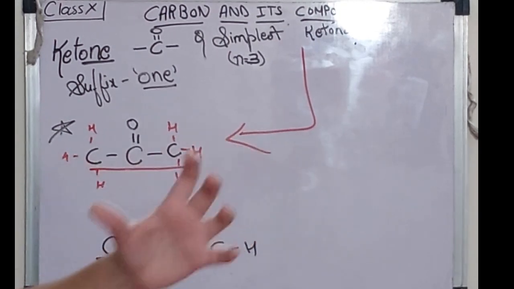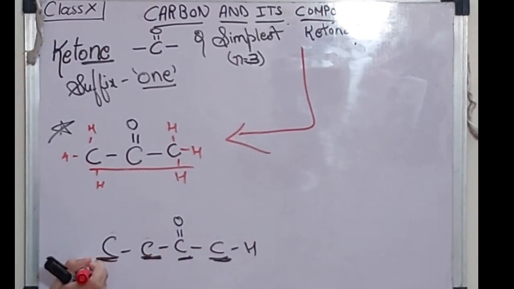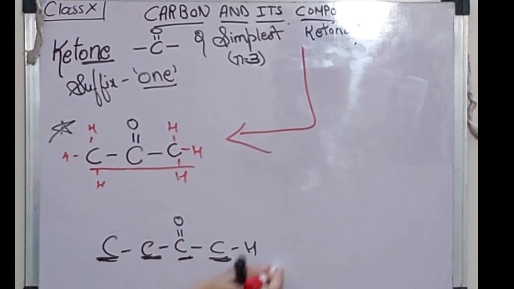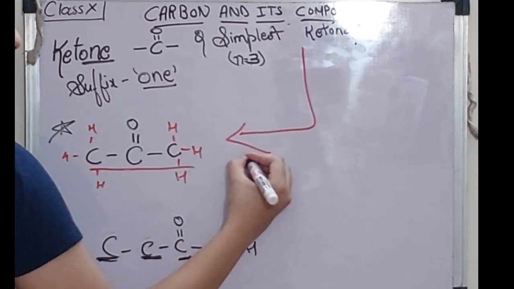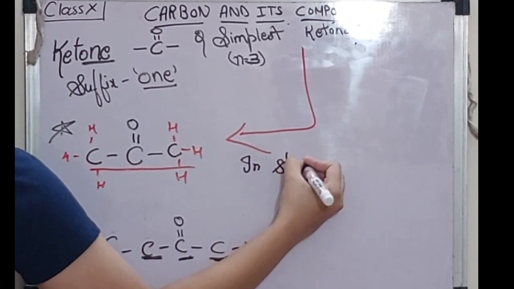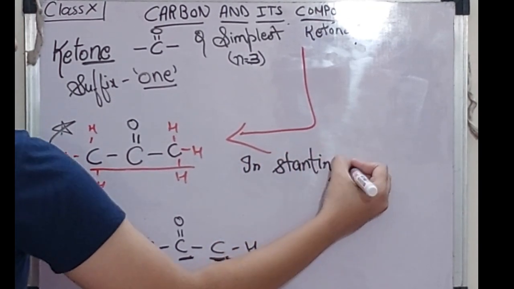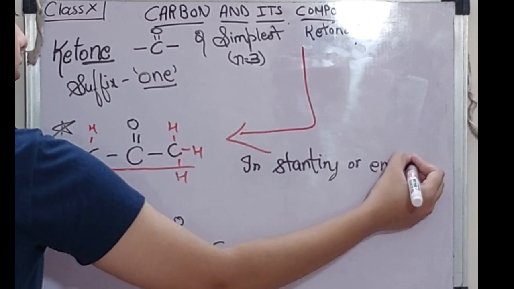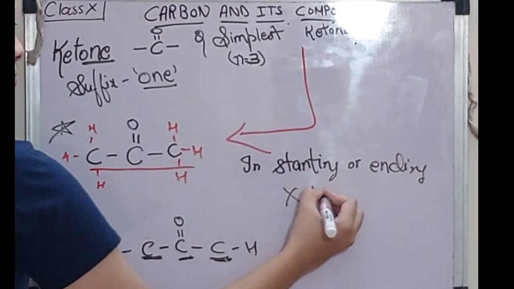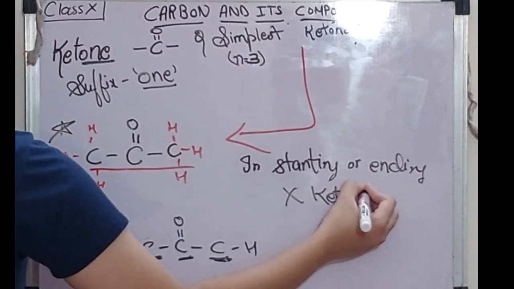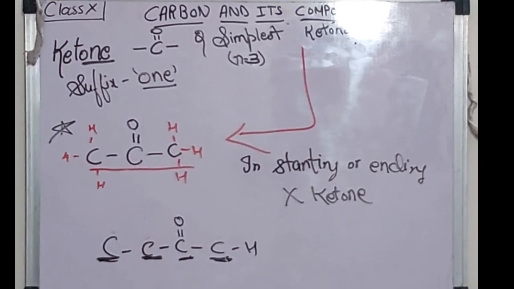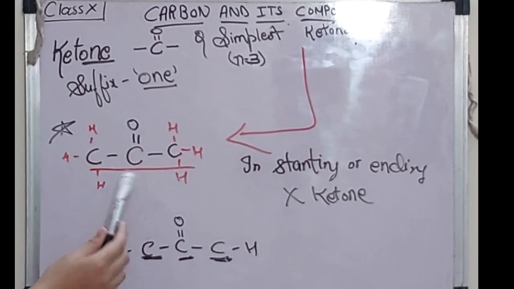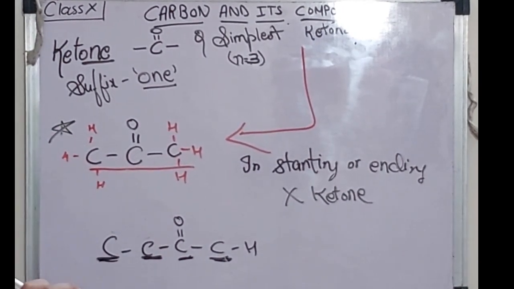Termination means ending or starting, where the chain ends or starts. You can't put ketone in the starting and the ending. No ketone in the functional group ketone. You will not put it in either the starting or the ending. It should be in mid always. Ketone will always be in the mid.